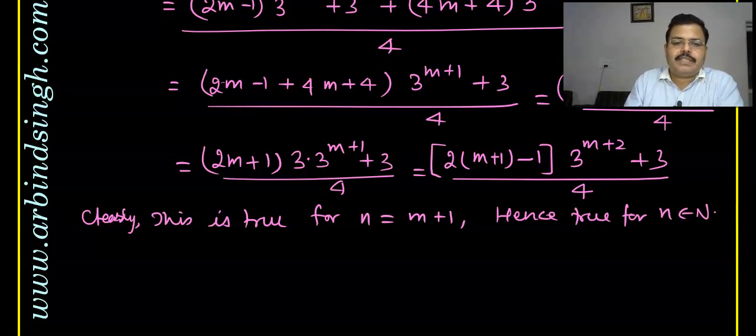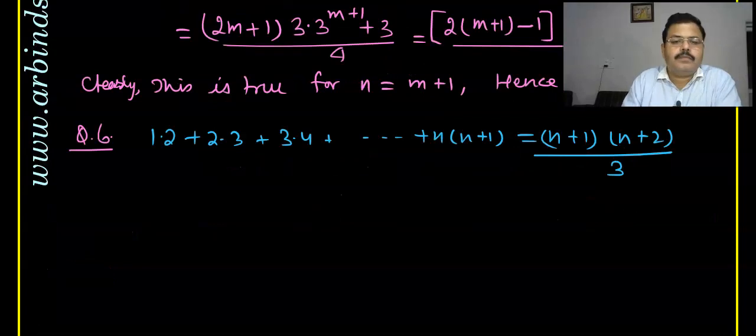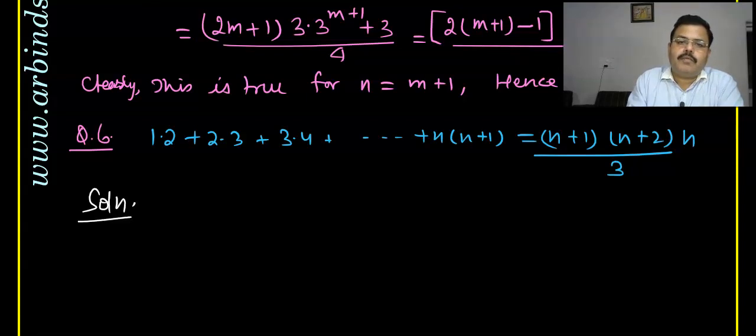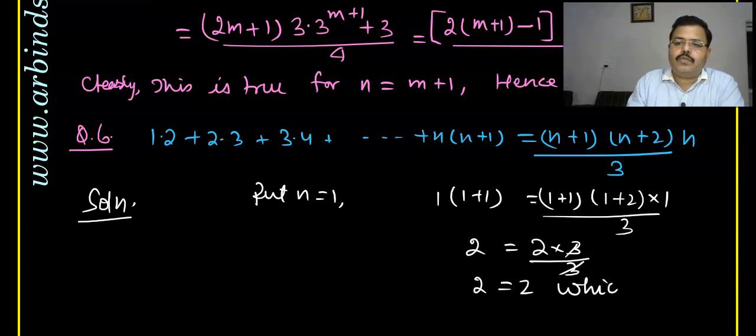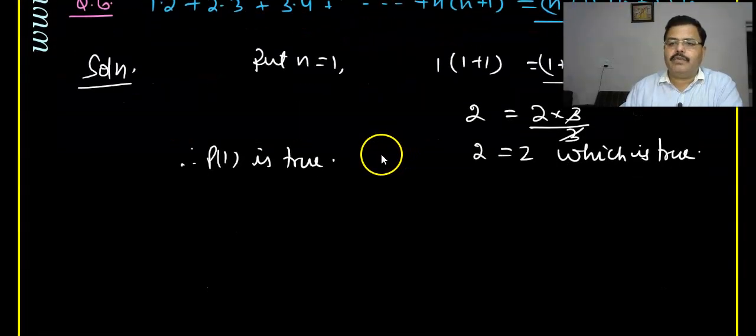Now, question number 6. Question number 6, what is that? 1 into 2 plus 2 into 3 plus ... plus n into (n plus 1) is equal to n(n plus 1)(n plus 2) by 3. So again, we can proceed with the same process. Solution: let P(n) be this statement. Put n is equal to 1. What is that? 1 into (1 plus 1) is equal to 1 into (1 plus 1) into (1 plus 2) divided by 3. So this is 2, and this is 2 into 3 by 3, the 3s cancel. So 2 is equal to 2, which is true. Therefore P(1) is true, that is, true for n is equal to 1.